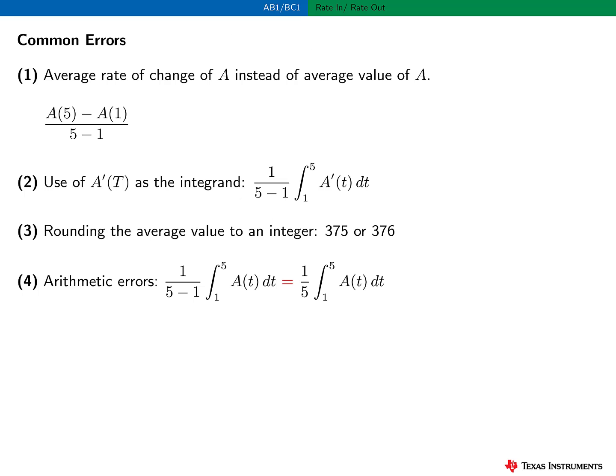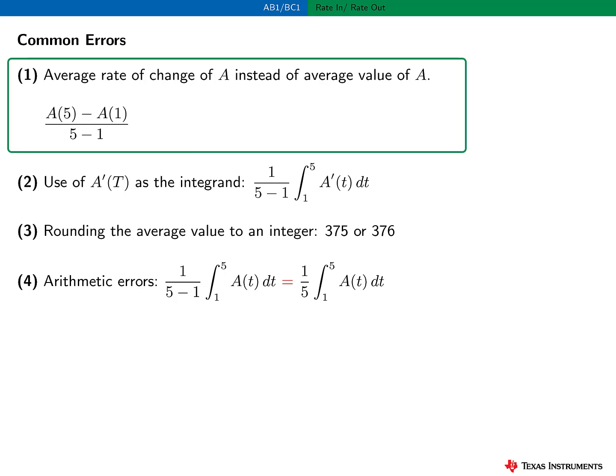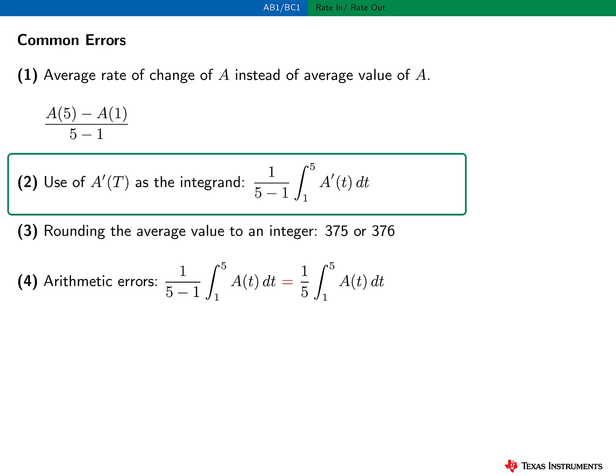Here are some common errors in Part B and how each response was scored. Unfortunately, some responses presented the average rate of change of A instead of the average value of A over the interval 1 to 5. This response did not earn any points in Part B. Some responses used A prime of t in the integrand. This also earned 0 points in Part B.